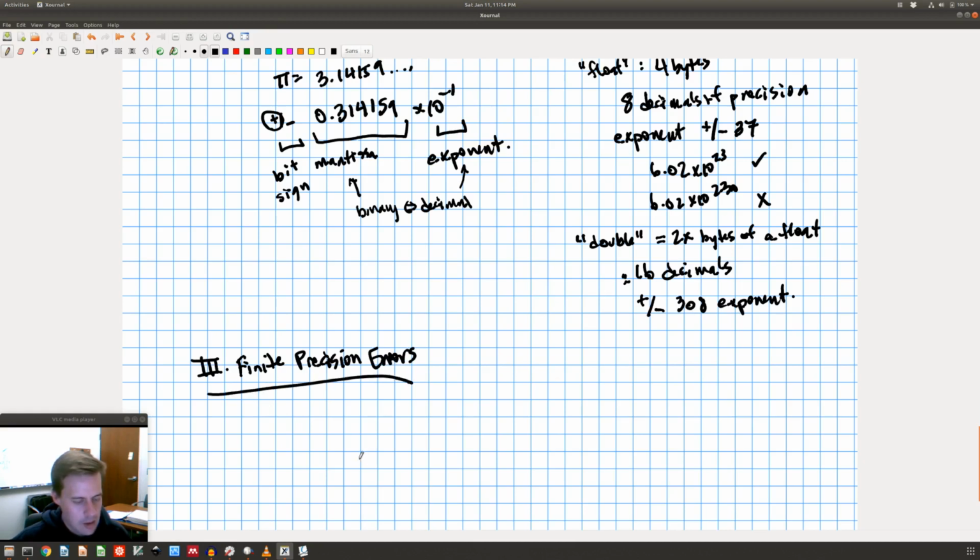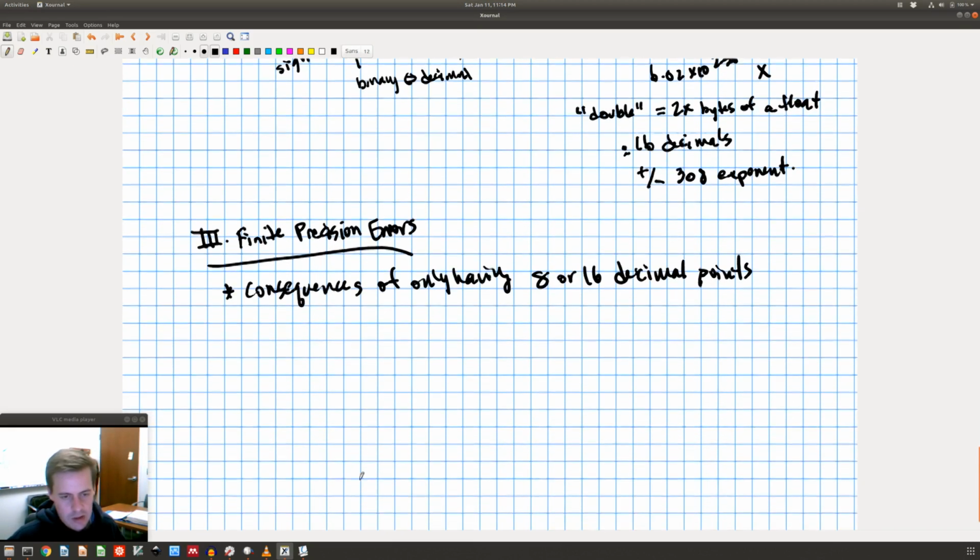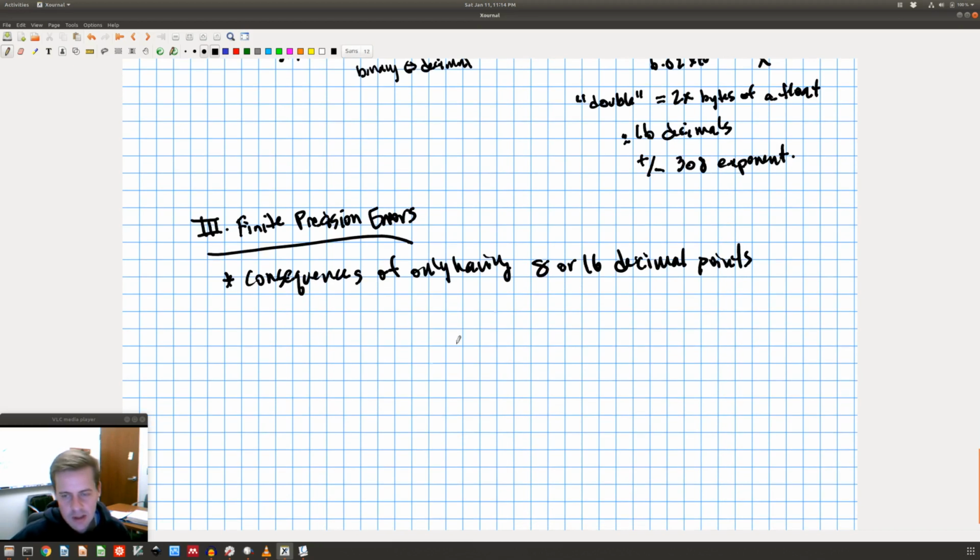Okay, and finite precision errors, this is the consequence of only having 8 or 16 decimal points. So there's different kinds of errors that can come into play because we only have 8 or 16 decimal points. And I'm just going to give you some examples of these errors, and then in your homework you're going to play around with Excel and Python and see what some of the consequences of this are.